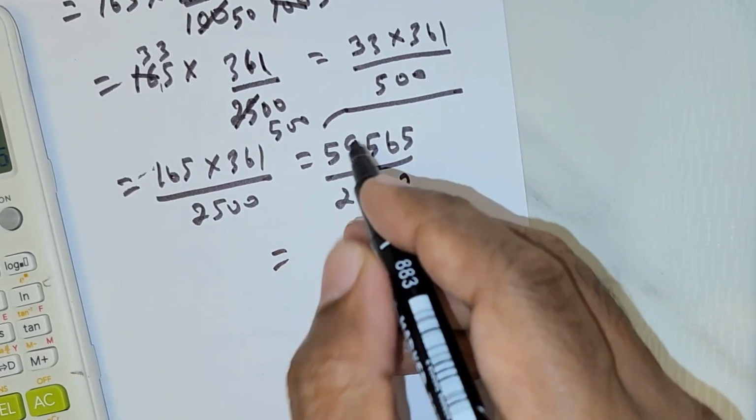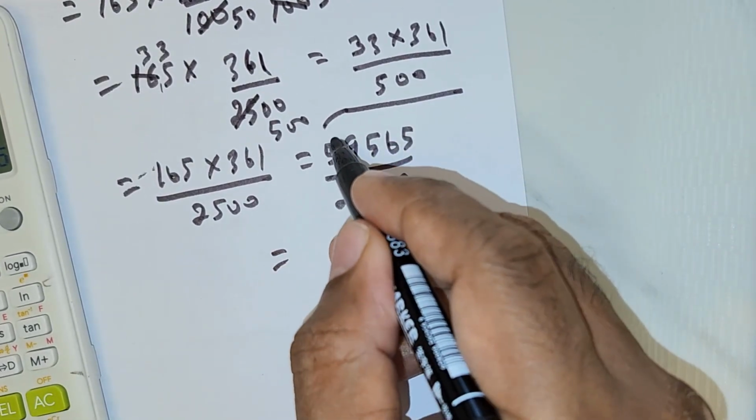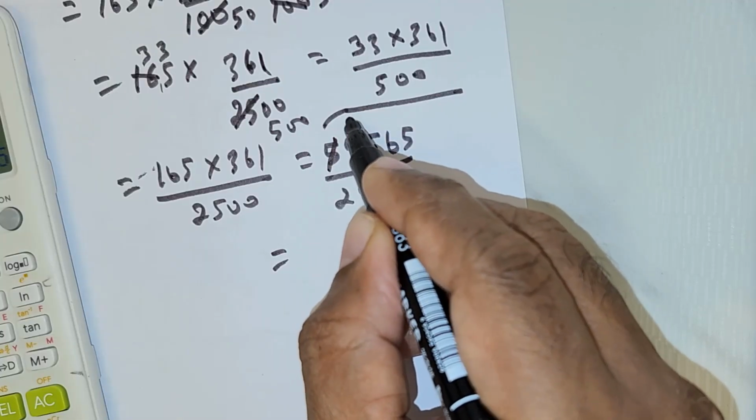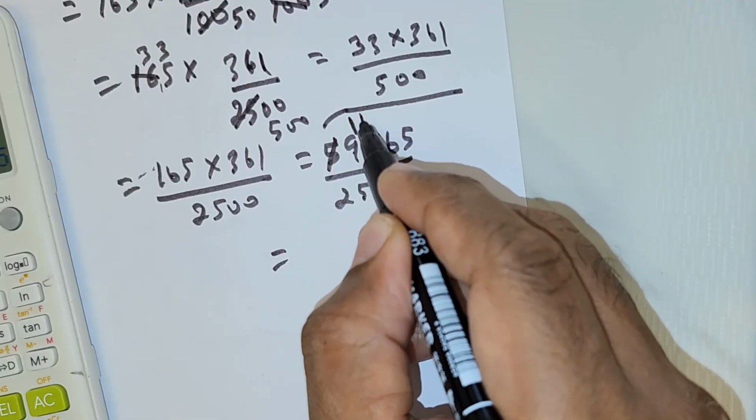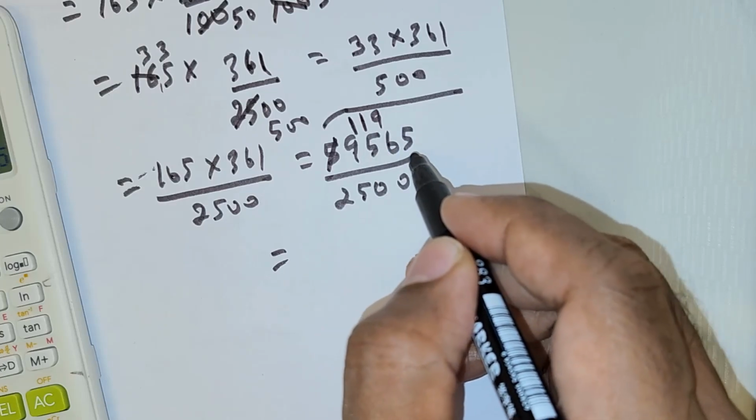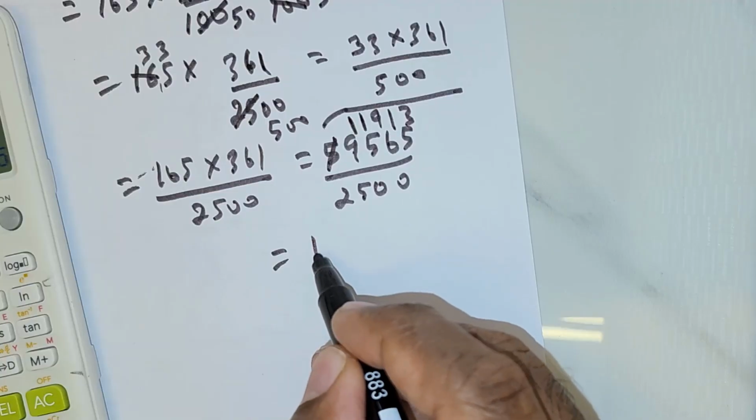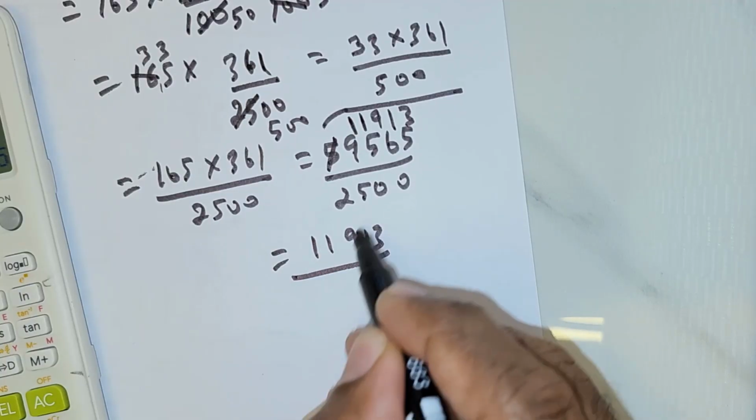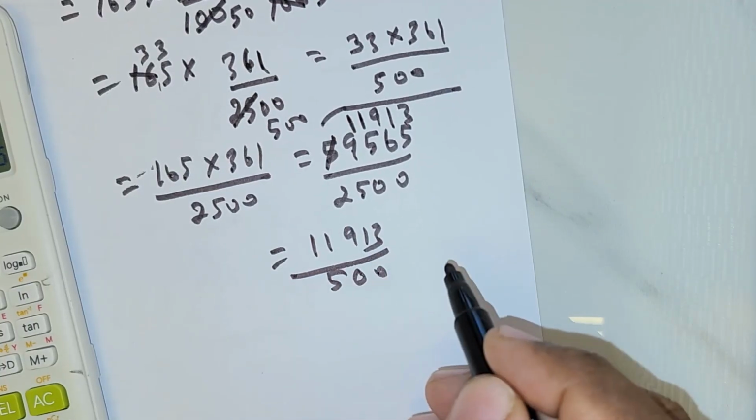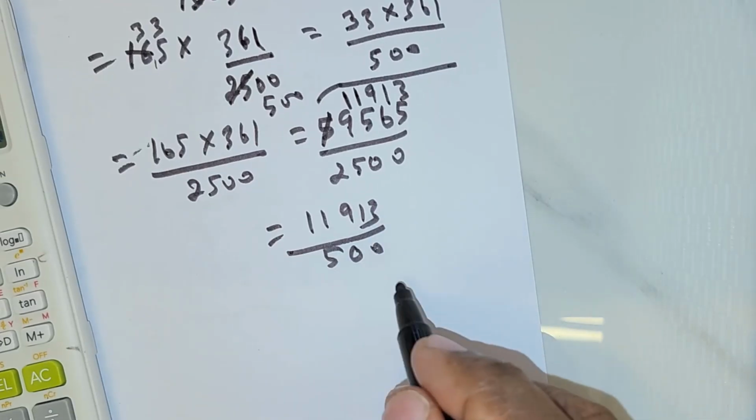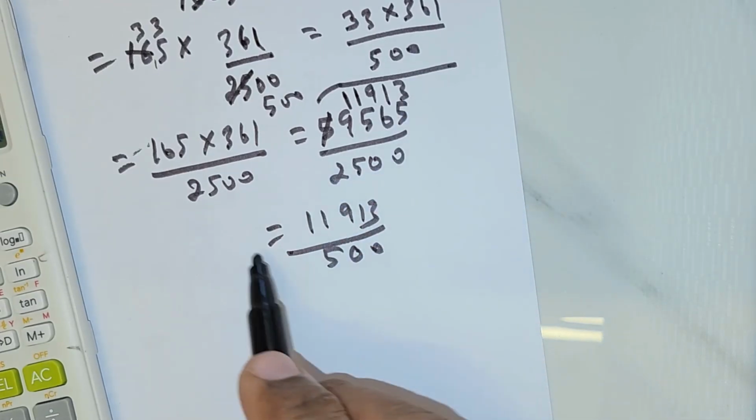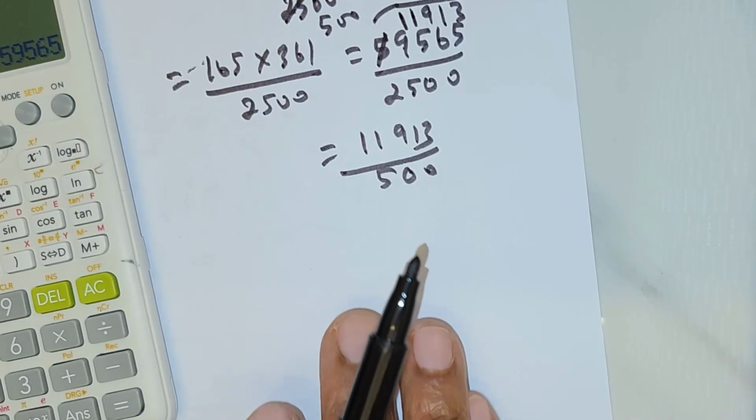But if you are reducing it here, you will have 5 dividing 5 once, 5 dividing 145, that's 9 times, 1 time, and then 3 times. So 11913, this is going to be 500. Okay, so this is what you're getting. So in either way, it's your choice.